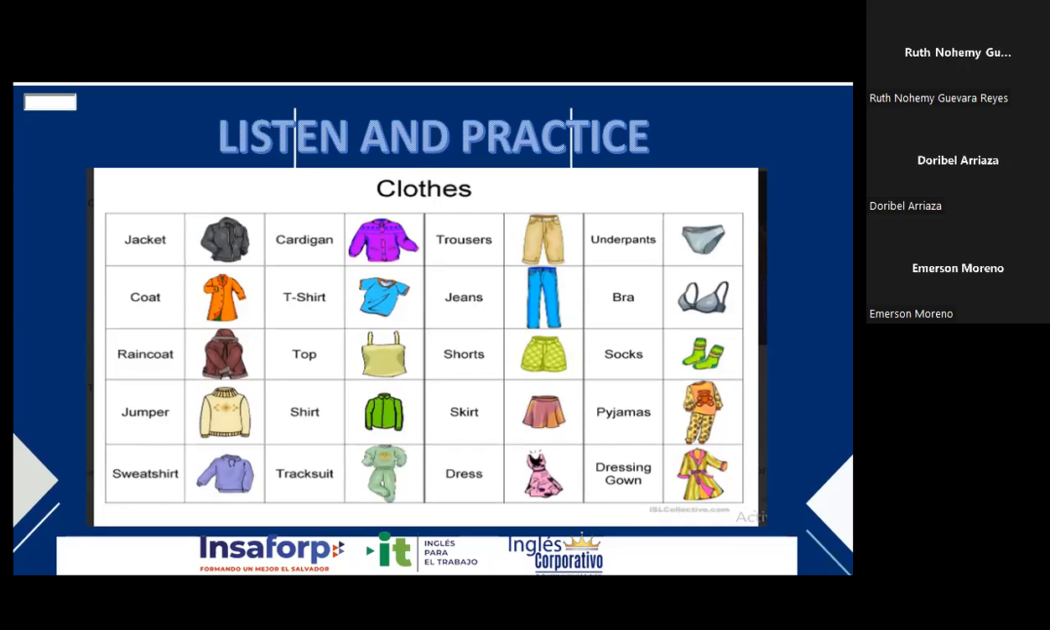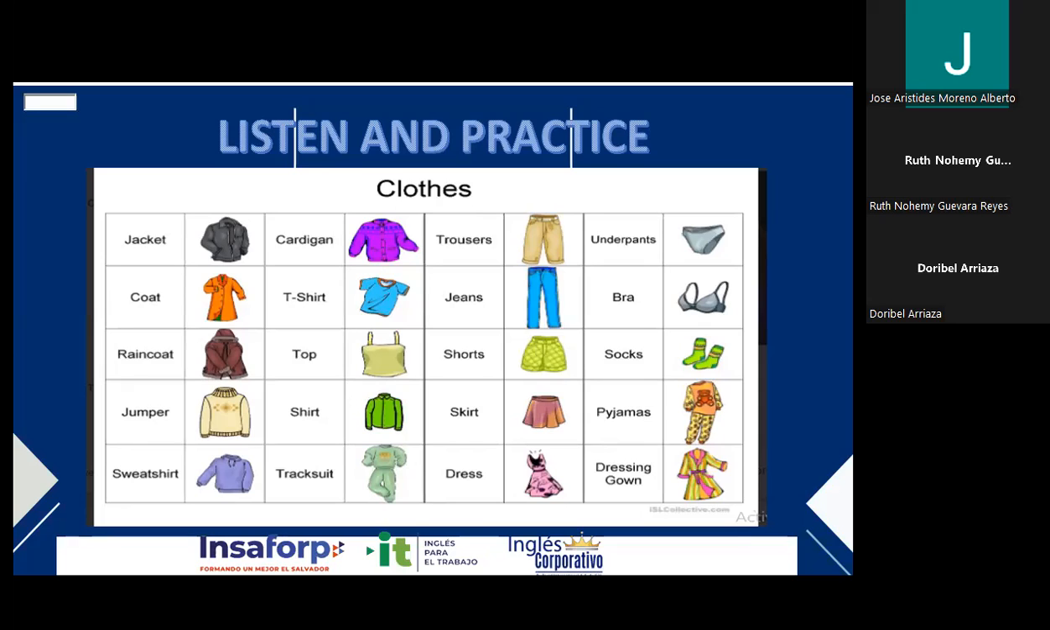Luego tenemos el bra. Como sostén, ¿verdad? Yes, exactly. Yeah, that's right. Y luego tenemos socks. Socks, que son los calcetines. Calcetines, o le llaman también calcetas. Calcetines o calcetas. That is a socks. So you can check that part. So with that, we have that.